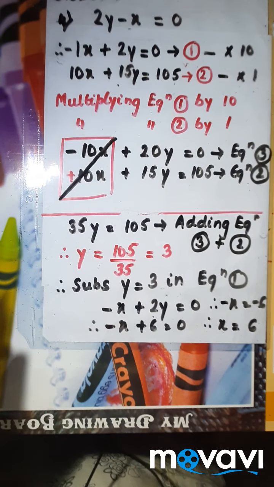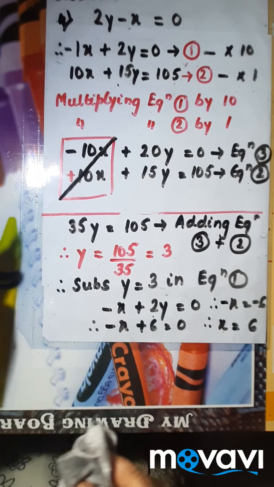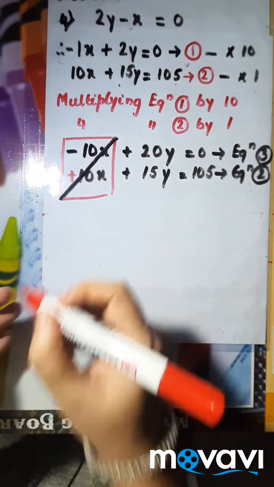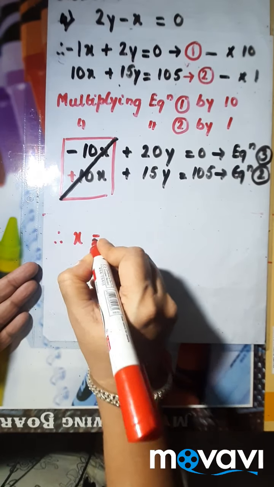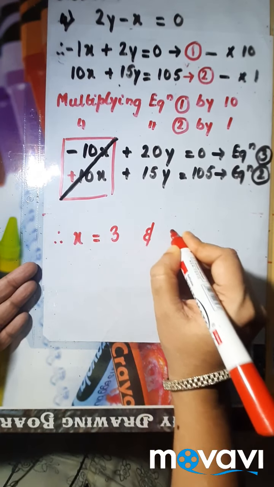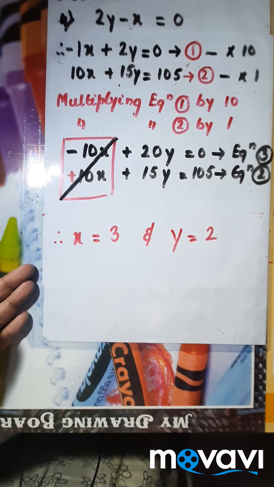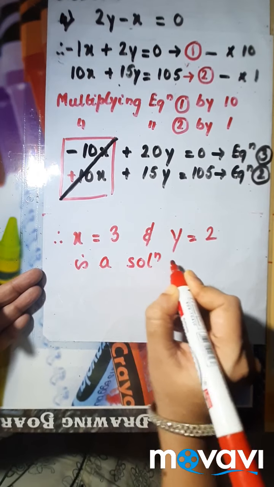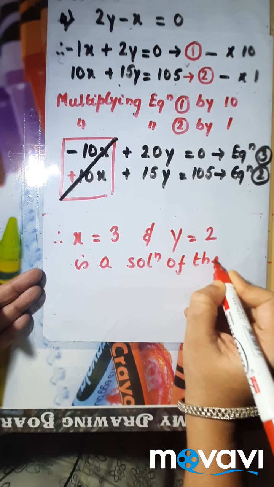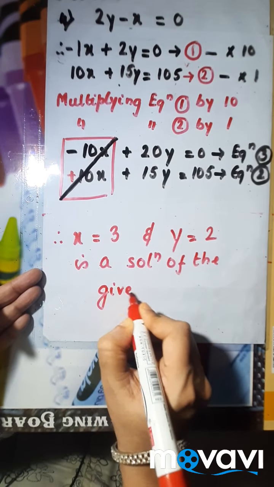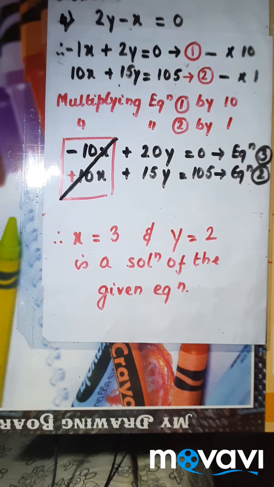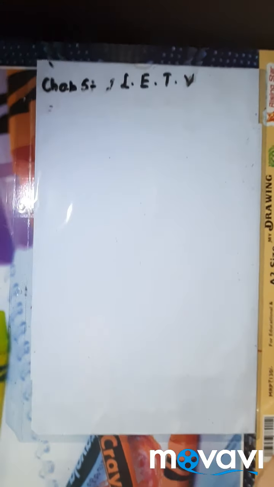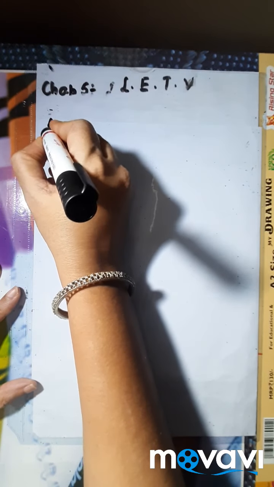Please write your answer statement. Therefore, x is equal to 3 and y is equal to 3, is a solution of the given equations. We'll continue with sum number 5. This is the last sum I'll do. The last sum you can do on your own.